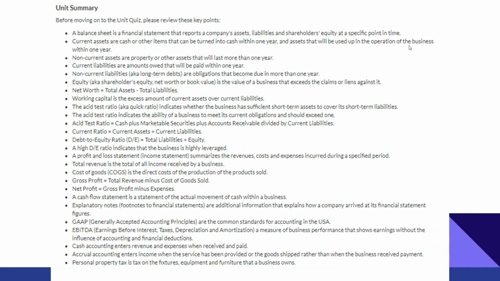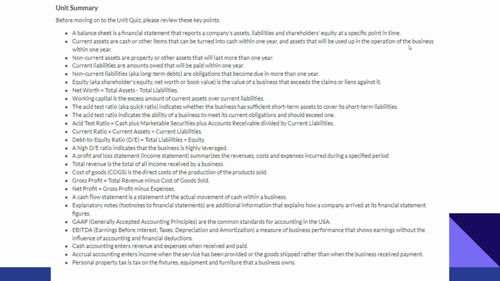Current assets are cash or other items that can be turned into cash within 1 year, and assets that will be used up in the operation of the business within 1 year. Non-current assets are property or other assets that will last more than 1 year. Current liabilities are amounts owed that will be paid within 1 year. Non-current liabilities, aka long-term debts, are obligations that become due in more than 1 year.